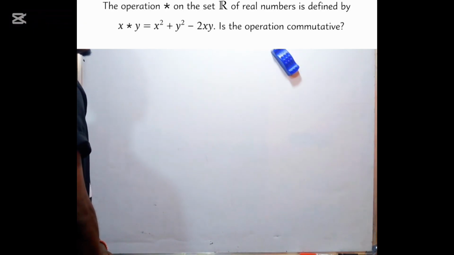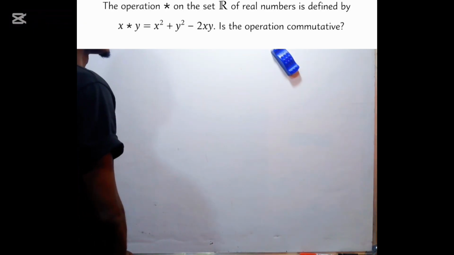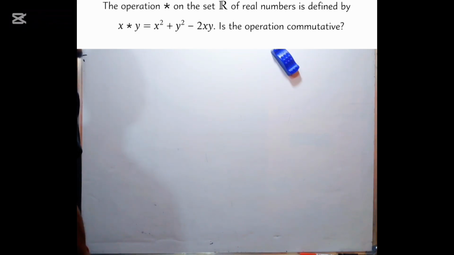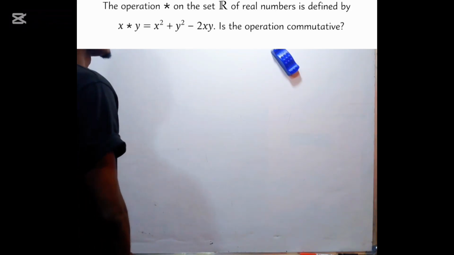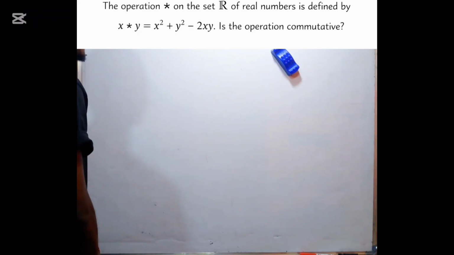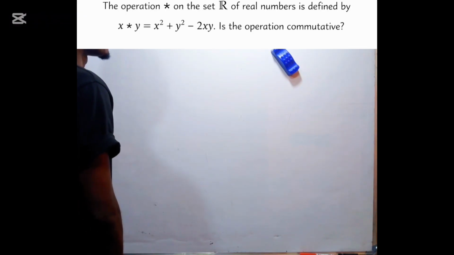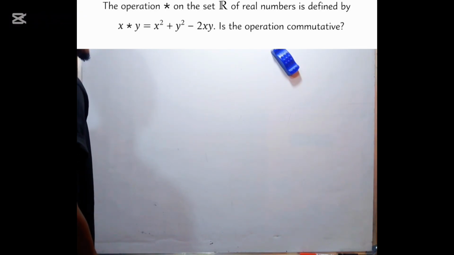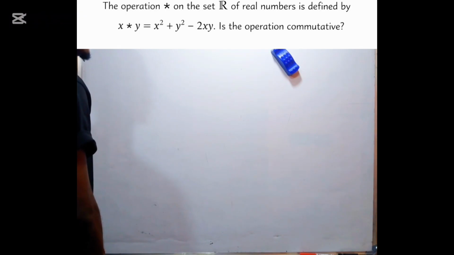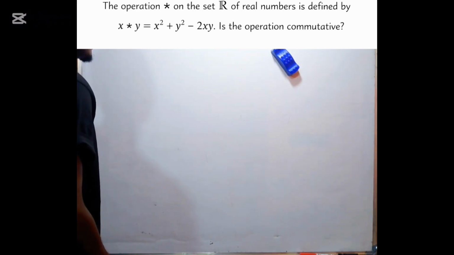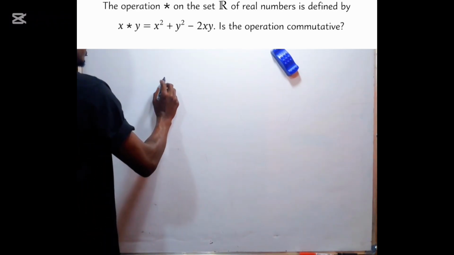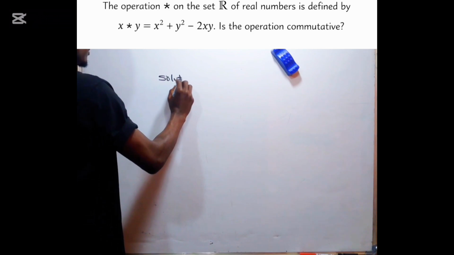Alright, we have another question. The operation asterisk on the set R of real numbers is defined by x asterisk y equals x squared plus y squared minus 2xy. Is the binary operation commutative? That's the question. Solution.